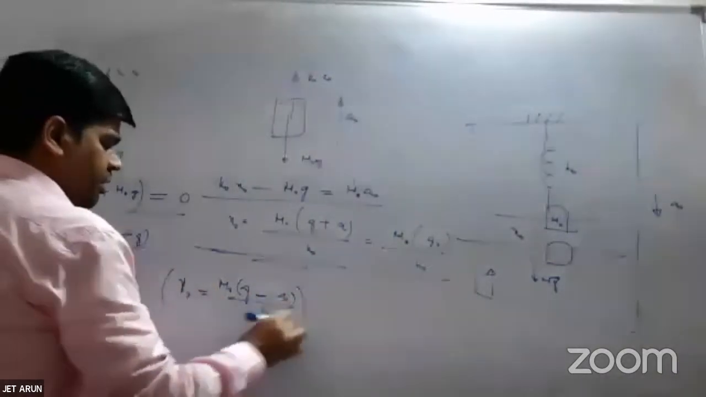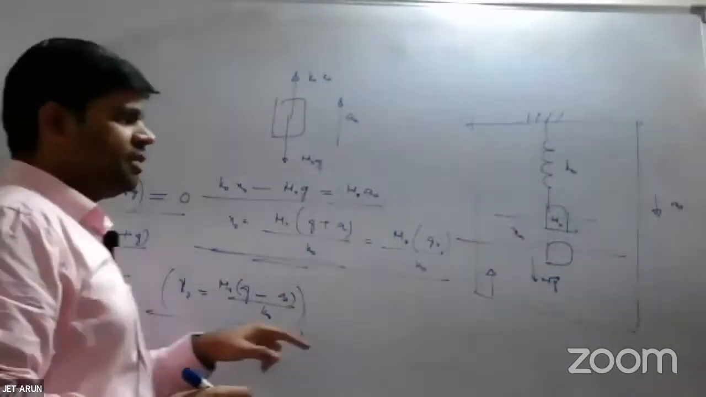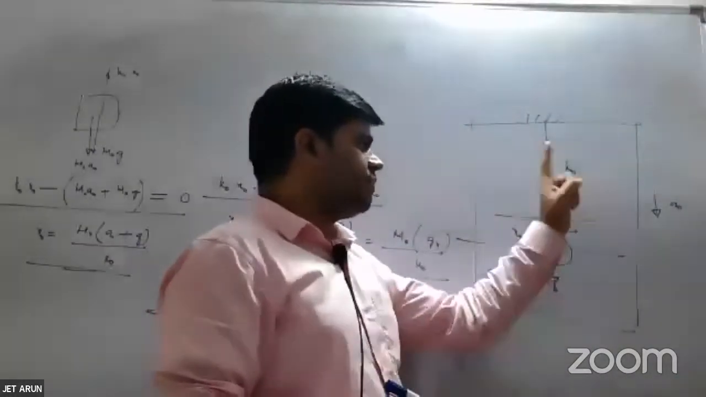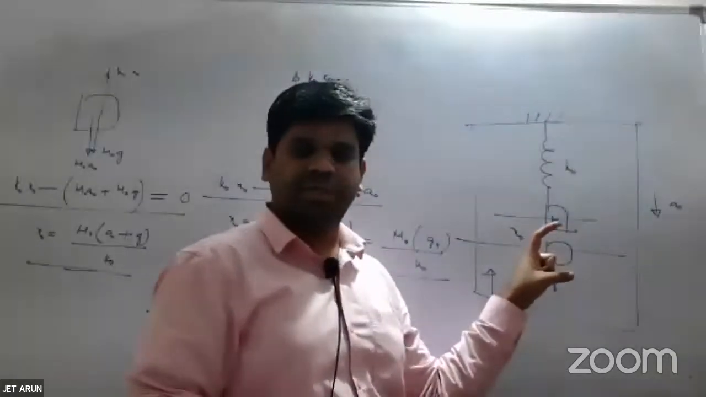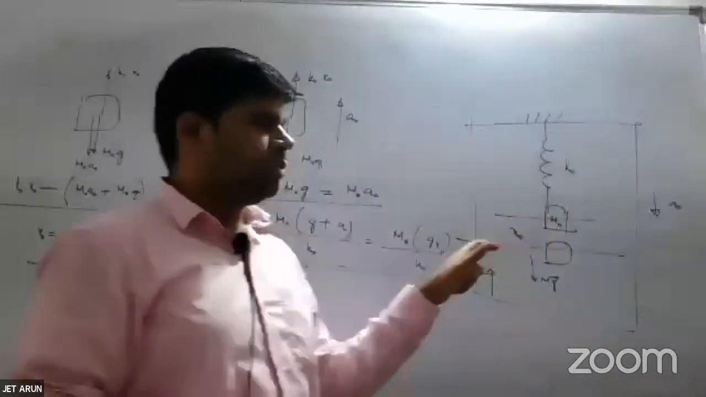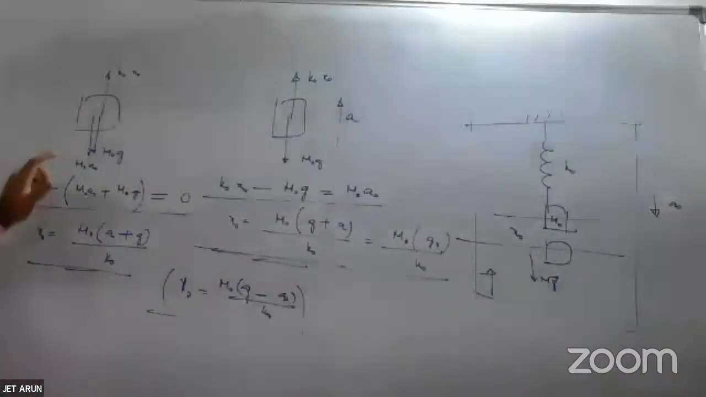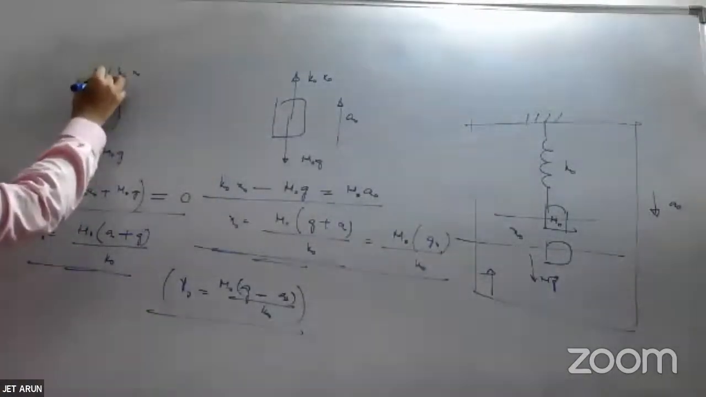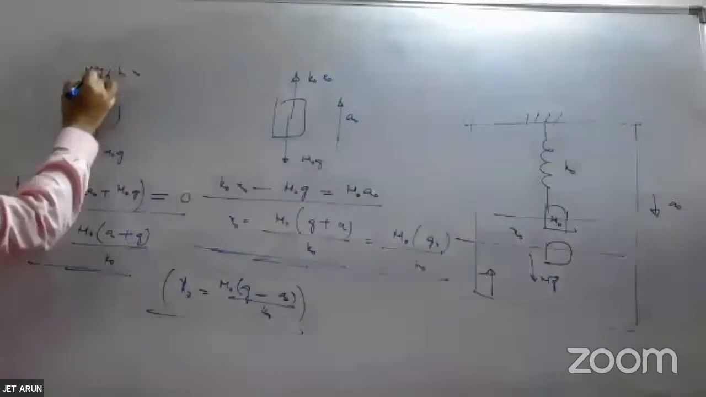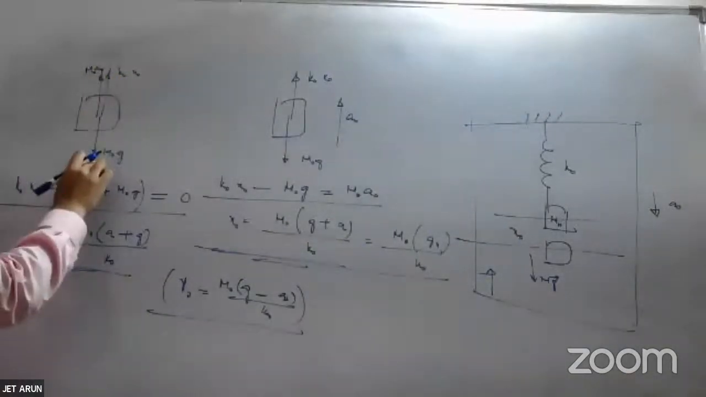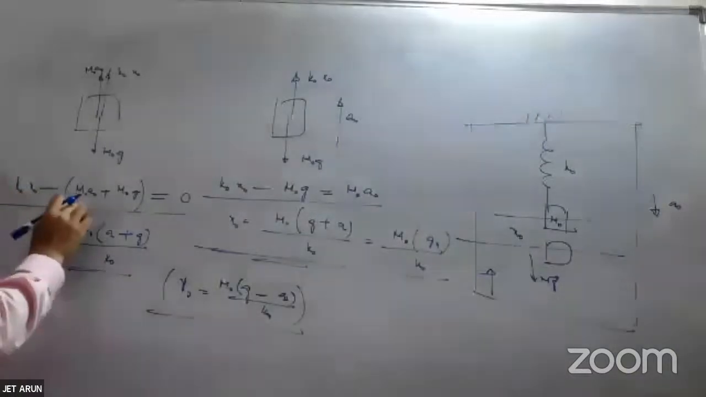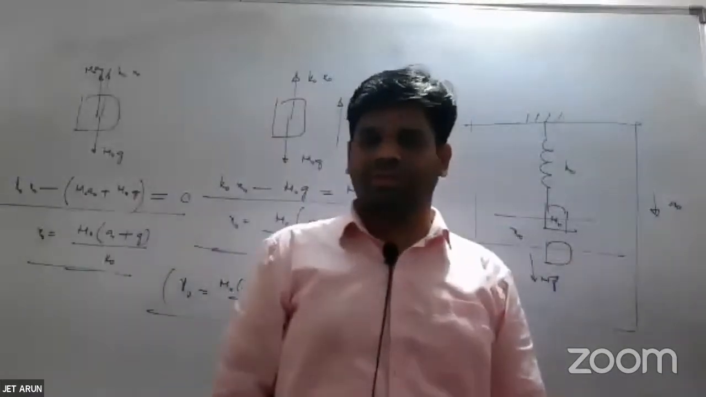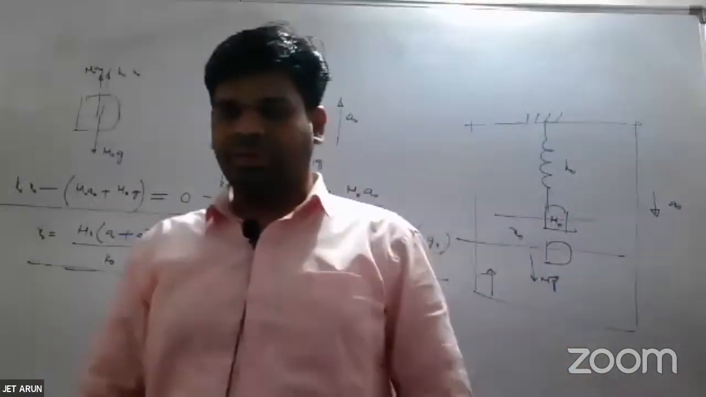So X naught is equal to M naught into G effective by K naught. My G effective is nothing but G minus A. My pseudo force field is upward, the acceleration field is upward A naught, so the effective acceleration is G minus A. So I'll have G minus A by K naught. Pseudo force in this case is directed upwards because acceleration of the reference frame is downwards. So M naught plus Kx naught is equal to mg, so Kx naught is equal to mg minus Ma naught. So G minus A naught.